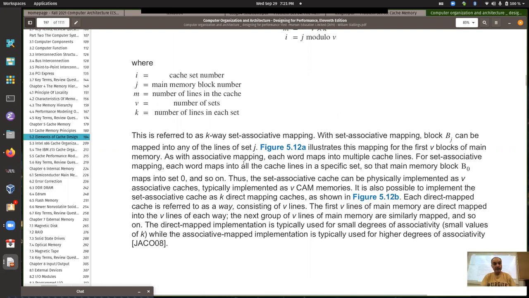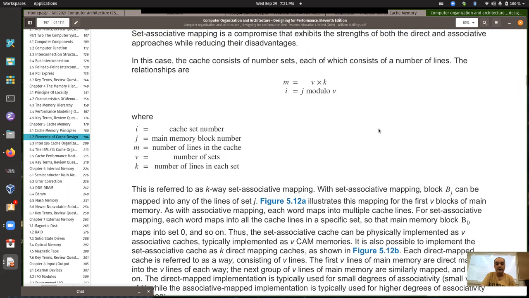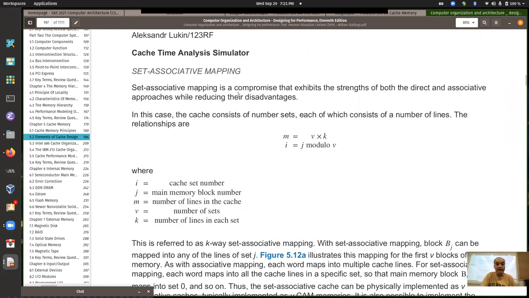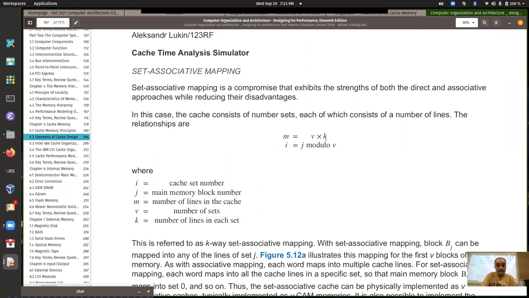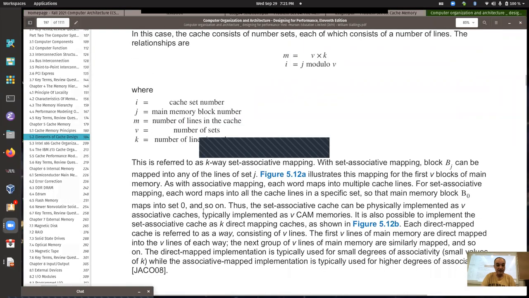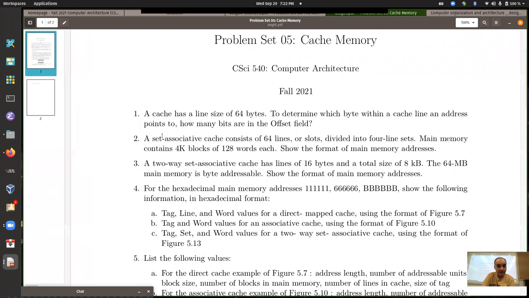The way I interpret question two is that there are 64 lines actually, and each line has four sets. You can definitely have a setup like that. But it gave you the number of lines and the number of sets. So it is as it says: 64 lines or slots divided into four line sets.